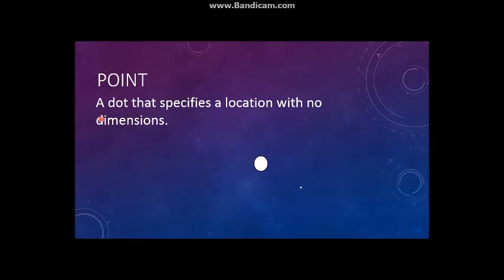Point. A point is a dot that specifies a location with no dimensions. So this would be point B. And this is a more regular example, but this would be point C.